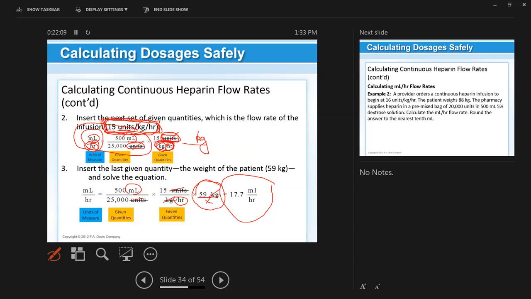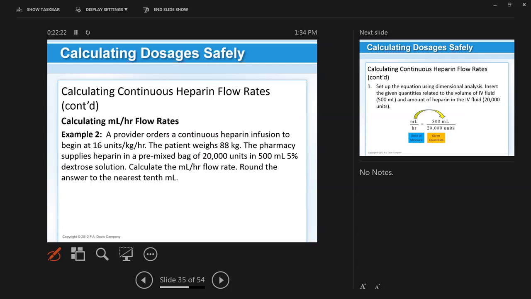And when we look back at our rounding directions, they indicated we should round to the nearest tenth. So we didn't even need to remember our rounding rules. Our answer would be 17.7 milliliters per hour. All right, let's do another one of those.